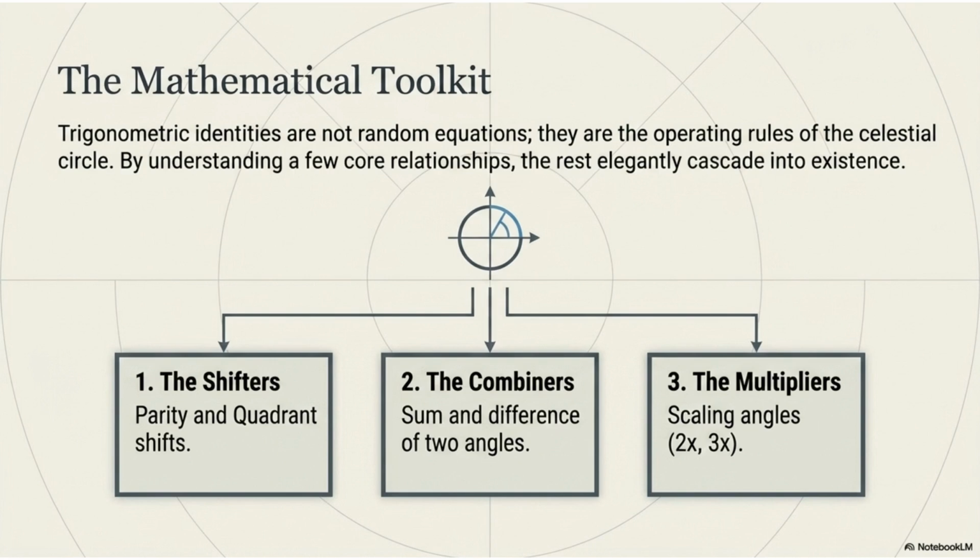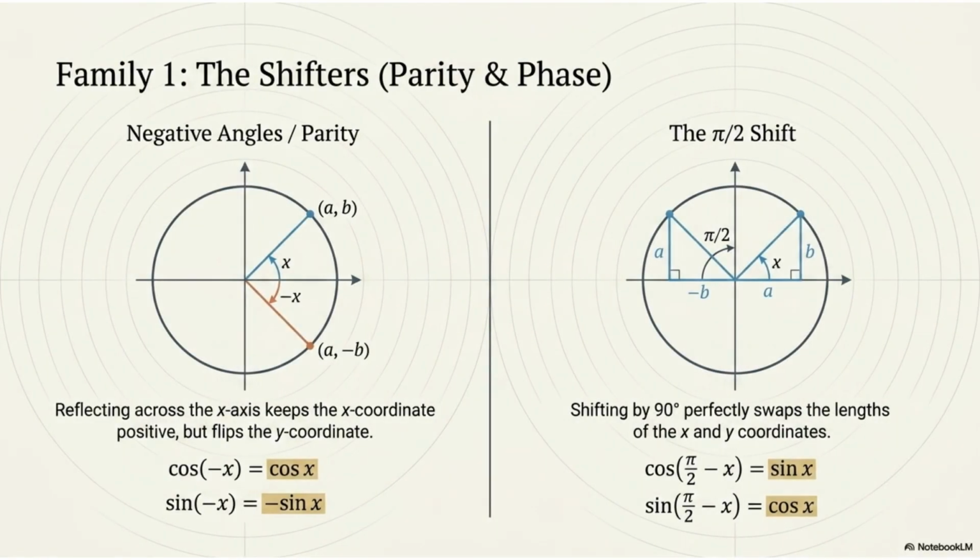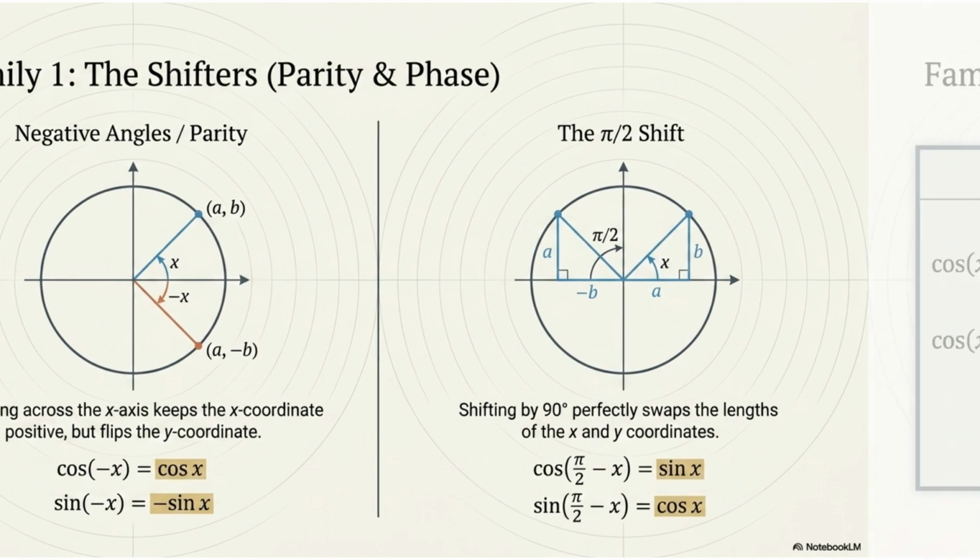Trigonometric identities act as the rules for the celestial circle. We can categorize them into shifters, combiners, and multipliers, which allow us to navigate complex relationships between angles. First, the shifters. Parity identities explain how negative angles affect coordinates, while phase shifts show how rotating by 90 degrees allows us to swap sine and cosine values.